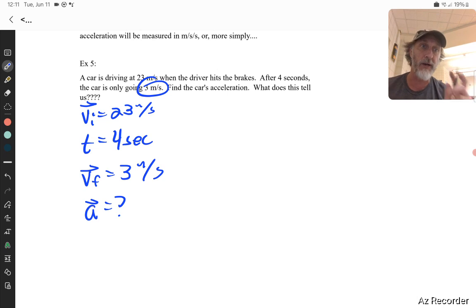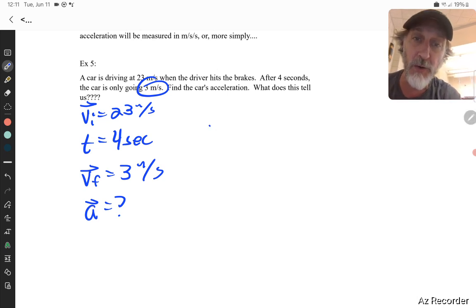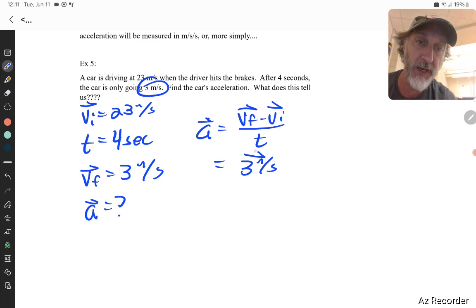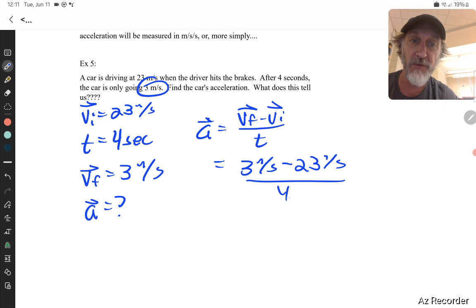I understand how to use equations. Plug and chug, right? Okay, cool. Acceleration is Vf minus Vi over t. Our final velocity is 3 meters a second. Initial velocity is 23 meters a second. Time is 4 seconds. So I'm looking at a decrease in velocity of 20 meters a second in 4 seconds.